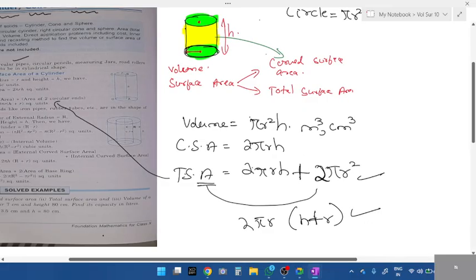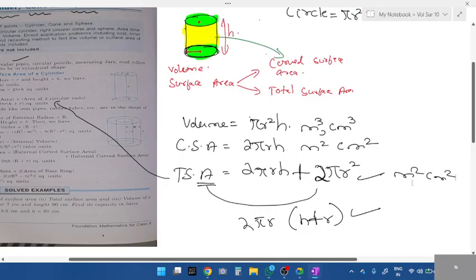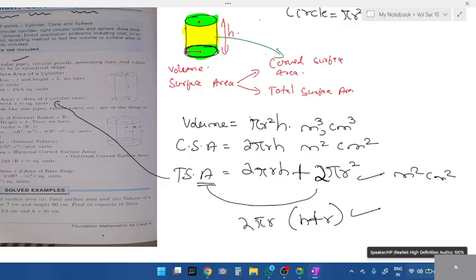Just go through this, and wherever the word area is mentioned, whether it is curved surface area or total surface area, the degree is 2, students: meter square, centimeter square. That's it. These are the formulas for solid cylinder. Just go through the solid cylinders. The cylinder is basically multiple circles put together. So remember the circumference of a circle and area of a circle formula. With that, just multiply by height.